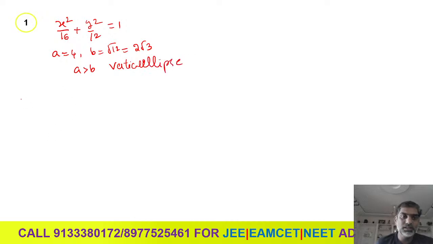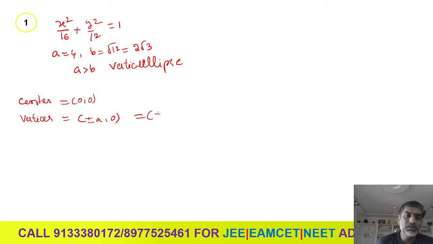And then what is the center for this vertical ellipse? Whether it is vertical or horizontal, the center is 0, 0. And then next we are going to write the vertices, right? What are the vertices? Here, as it is a vertical ellipse, what are the vertices? Plus or minus a, 0. So that is plus or minus 4, 0, right?